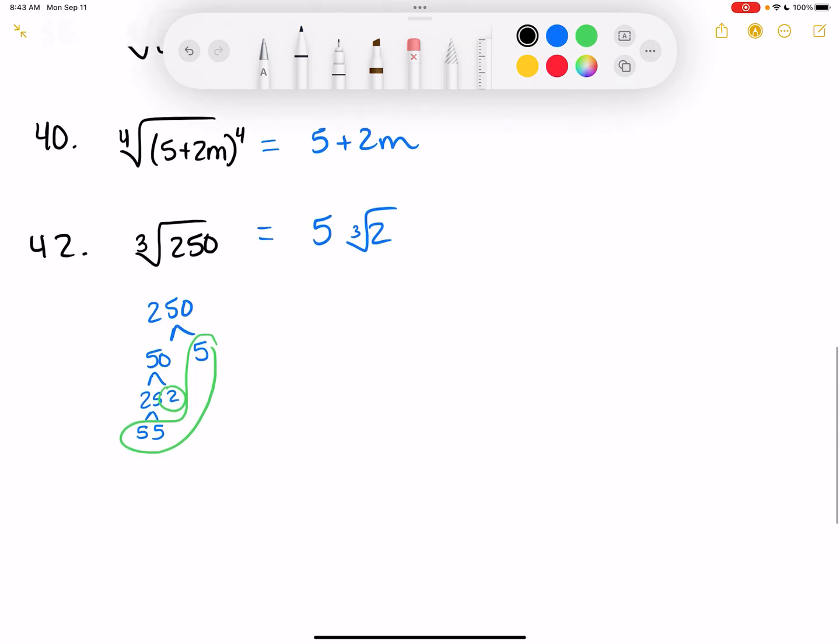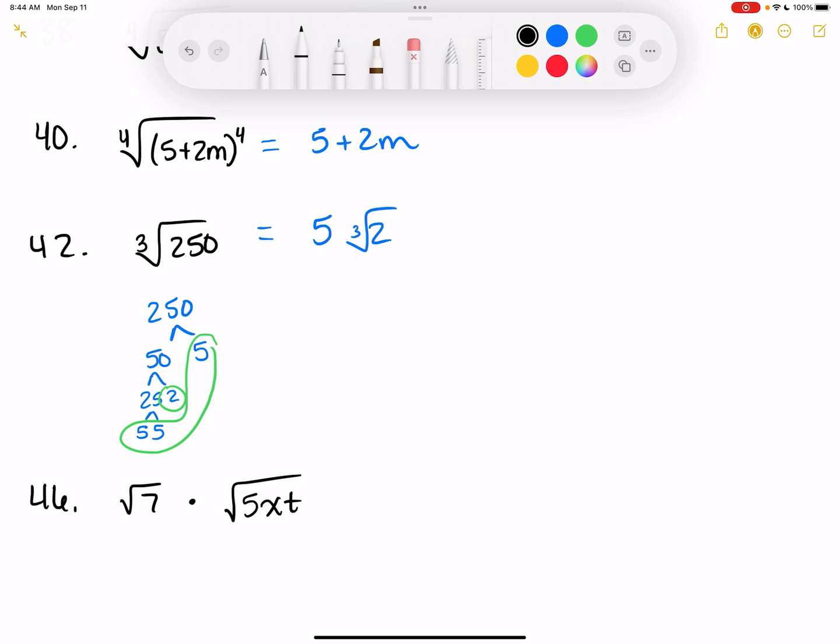Let's see, 46 is the square root of 7 times the square root of 5xt. Any ideas about this one? Is there anything I can take out, first of all? Always check that first. No.